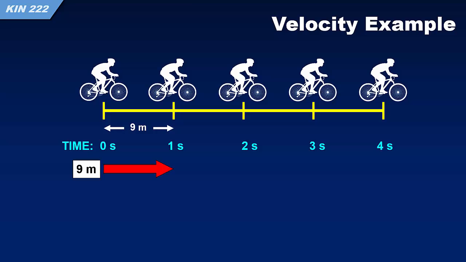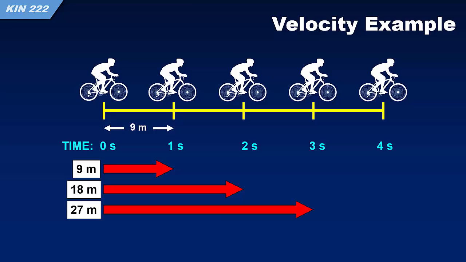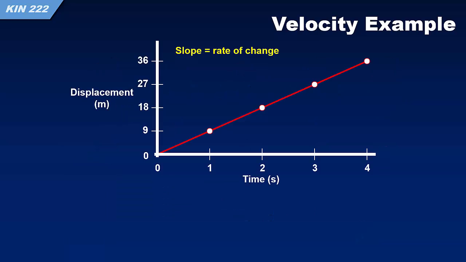So after 1 second they have a displacement of 9 meters. After 2 seconds they have a displacement of 18 meters. After 3 seconds they have a displacement of 27 meters. And after 4 seconds they have a displacement of 36 meters. So a plot of that data looks like this.